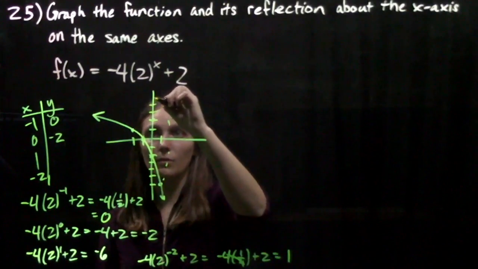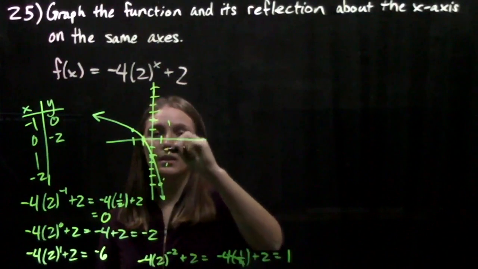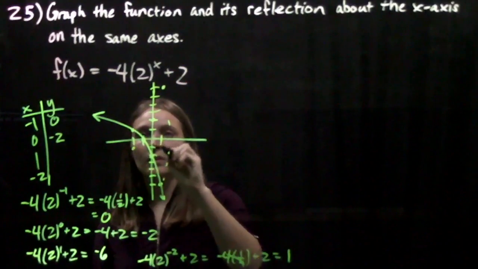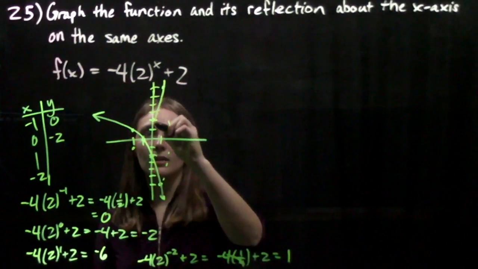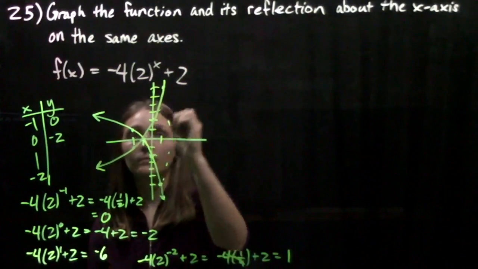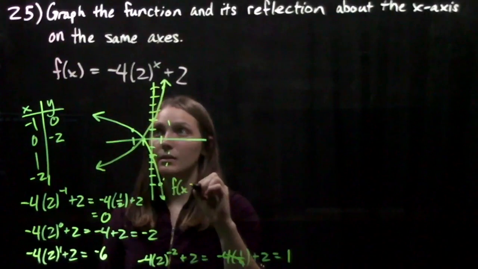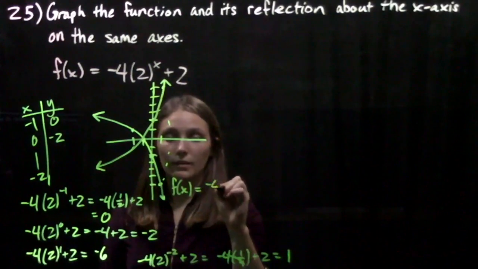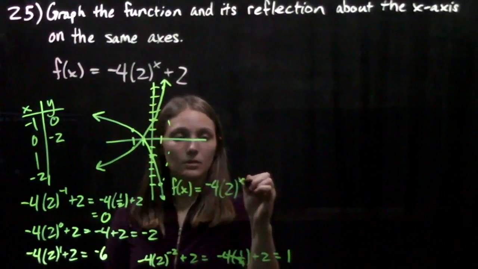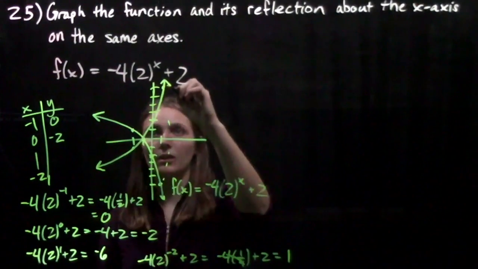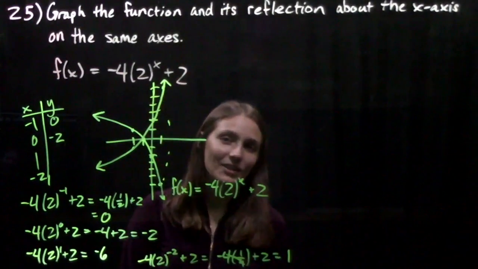1, 2, 3, 4, 5, 6 at 1. And this one we're going to flip also across. And then we connect the dots here. And that's going to be our graph. So we've got our f of x equals -4 times 2 to the x plus 2 down here, and this is its reflection about the x-axis. And that's your answer.